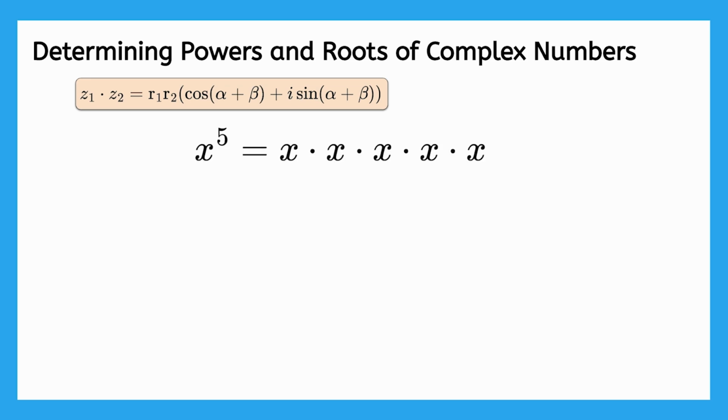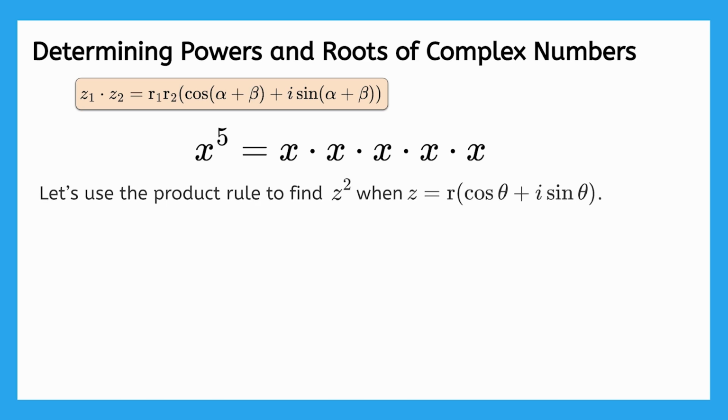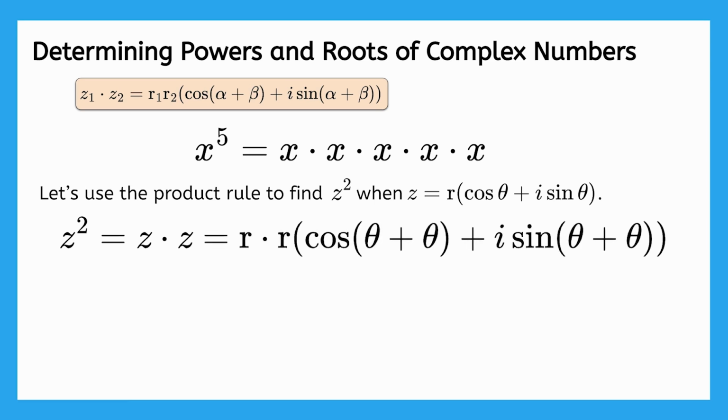Since exponents or powers are just repeated multiplication, we can use the product rule to find z squared when z equals r times cosine theta plus i sine theta. z squared would be z times z, which equals r squared times cosine of theta plus theta plus i sine of theta plus theta.